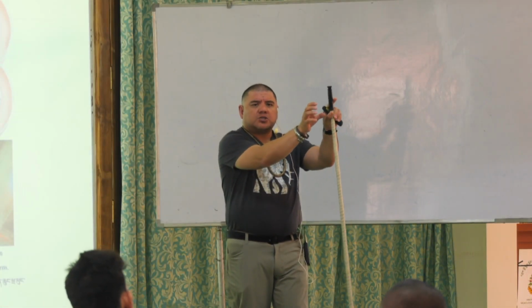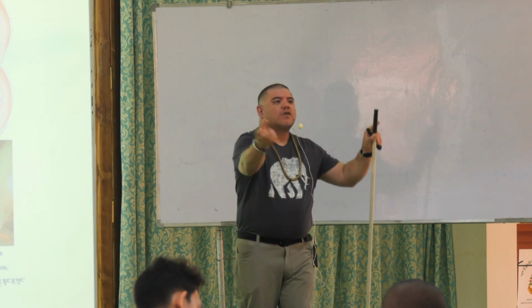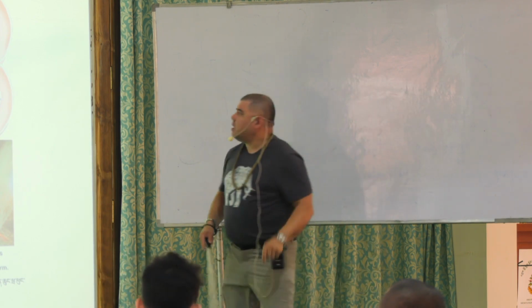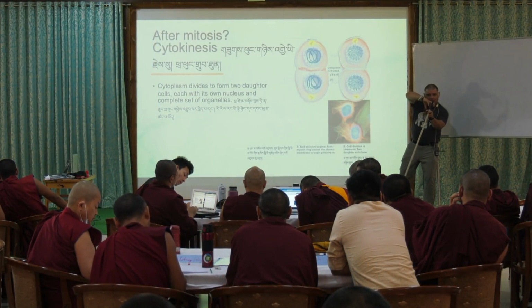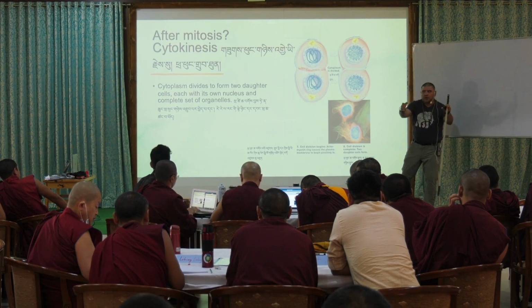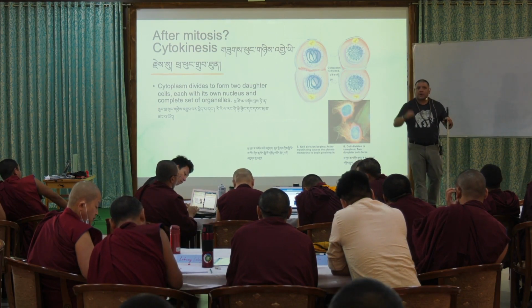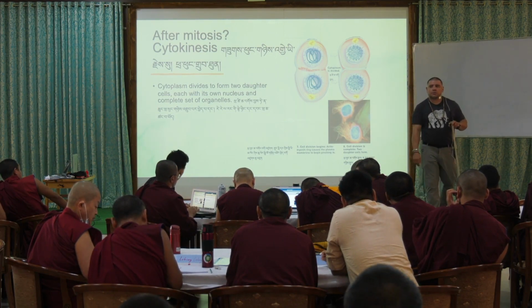A really easy way to visualize this is if you have a balloon of air, especially those long balloons, and you twist it, you essentially can create two balloons from one balloon. And that is essentially what happens at the end with cytokinesis. The cell will cleave itself, it will break apart, and you have created two identical daughter cells.